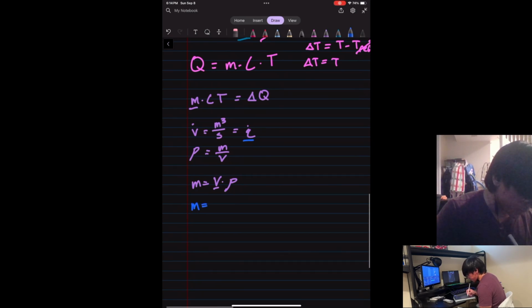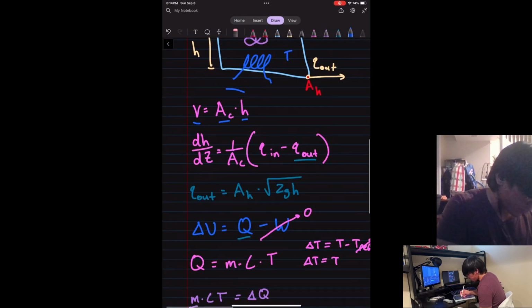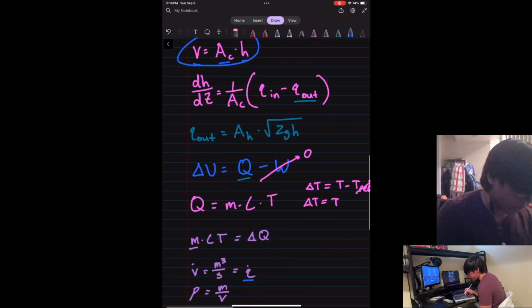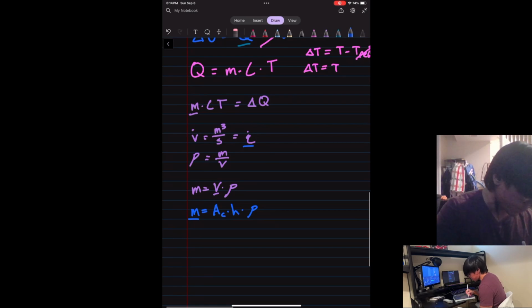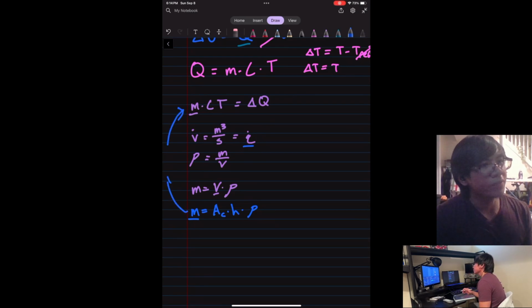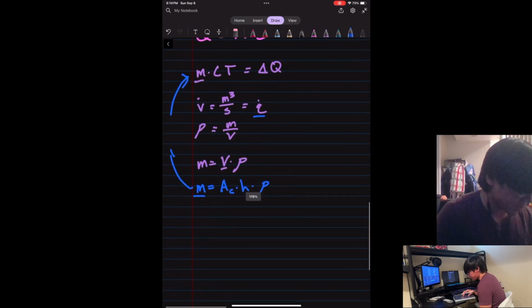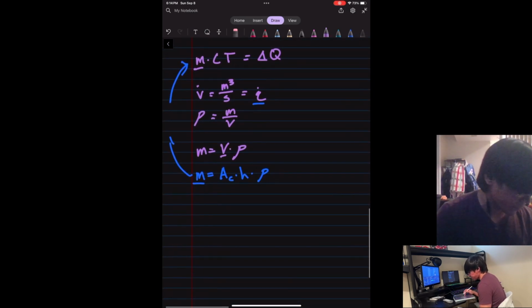So our mass is equal to our volume. Our volume is this term: volume is equal to our cross-sectional area times our height. So cross-sectional area times our height times density. And then we can go ahead and make that substitution back into our initial term for what we wrote out for the heat of the entire system.